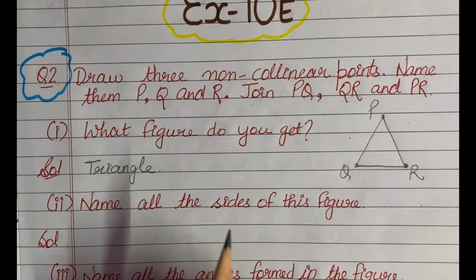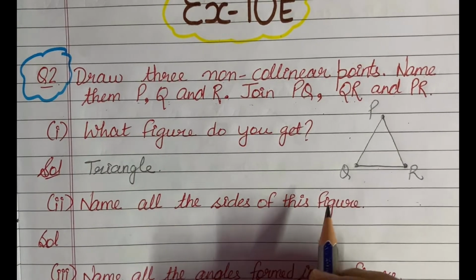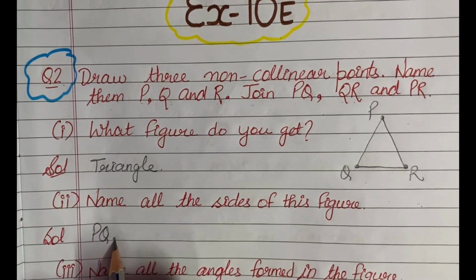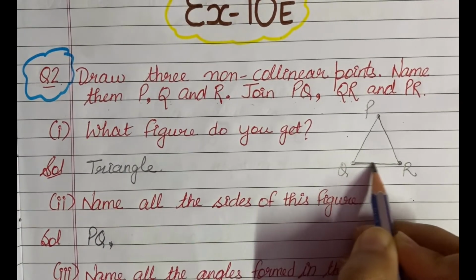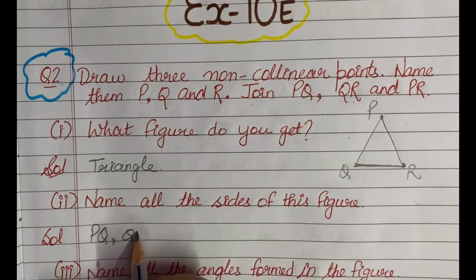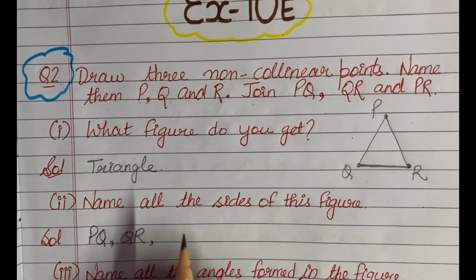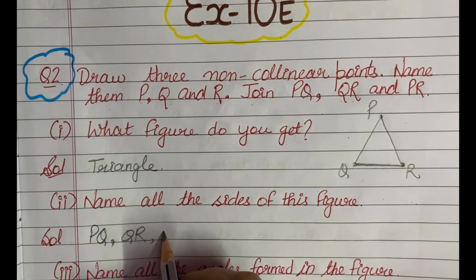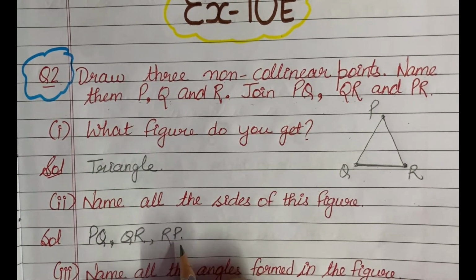Now in this figure, first side is PQ. So write here PQ. Second side is QR. So write here QR. And the third side is RP. So here you will write RP.